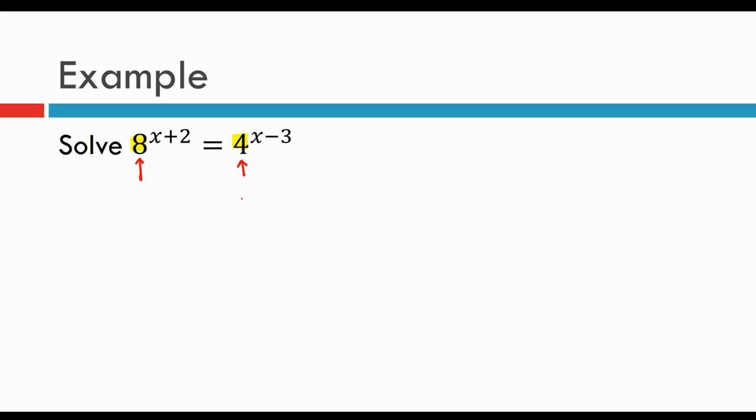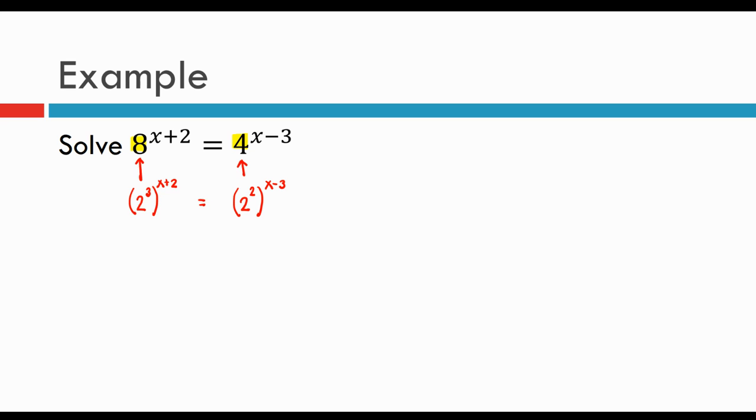Hopefully we notice that 4 is the same thing as 2 squared, and 2 to the third power is going to get me 8. Now, here's the thing. If I change the 8 to 2 to the third power, it's still being raised to the x plus 2 power. And because I'm turning 4 into 2 squared, that's still being raised to the x minus 3 power. So here is my new equation.